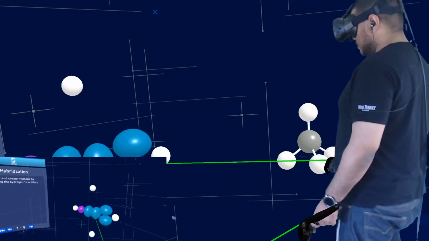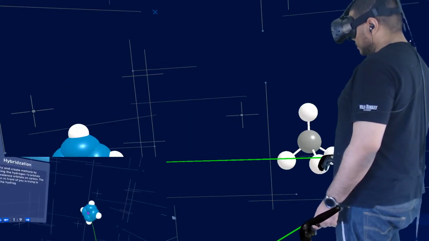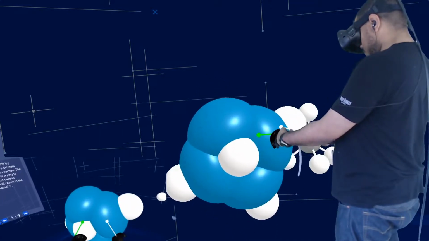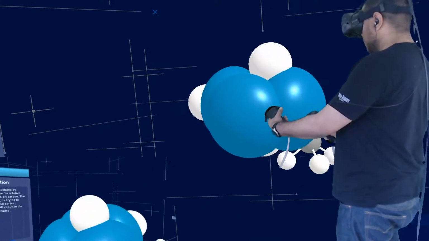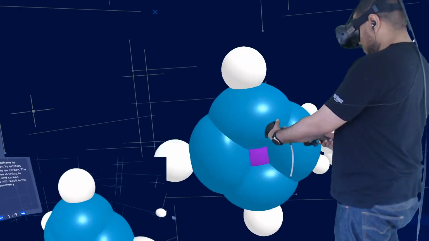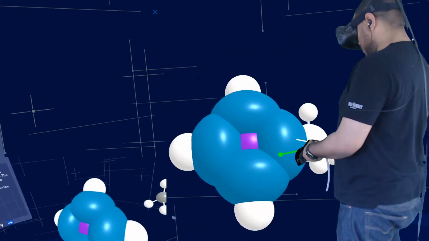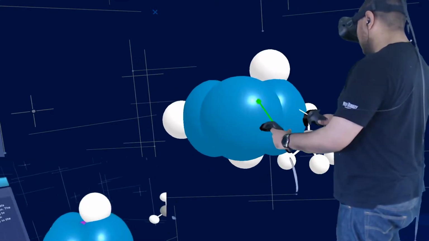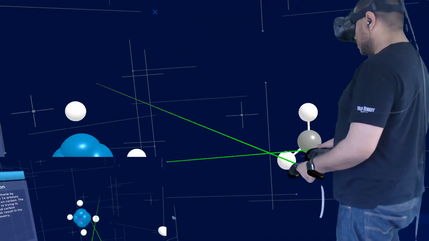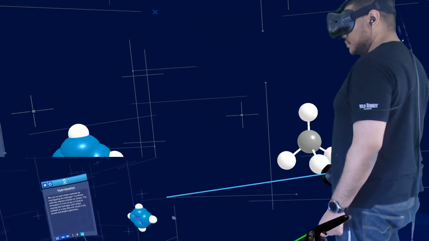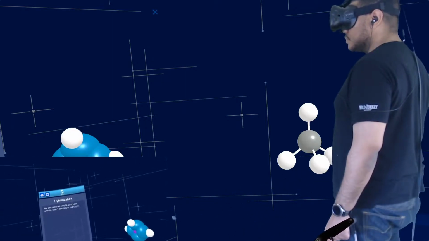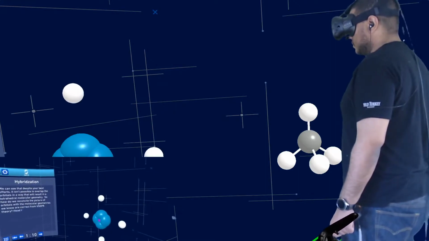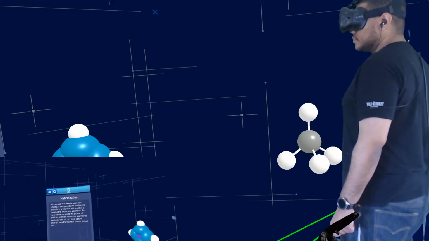We can try and create methane by overlapping the hydrogen 1s orbitals with the valence orbitals on carbon. The animation in front of you is trying to overlap the hydrogen and carbon orbitals in a way that will result in the known tetrahedral geometry. We can see that despite your best efforts, it isn't possible to overlap the orbitals in a way that will result in a tetrahedral molecular geometry.